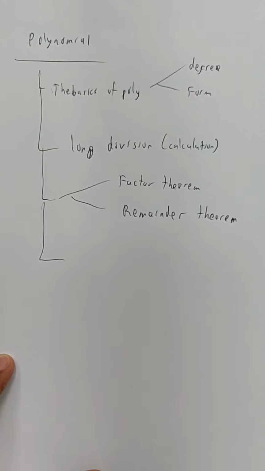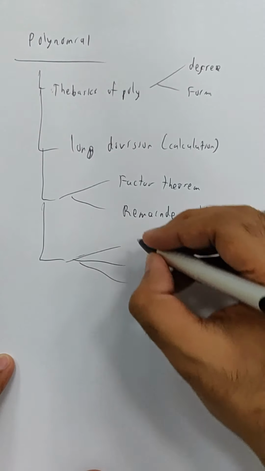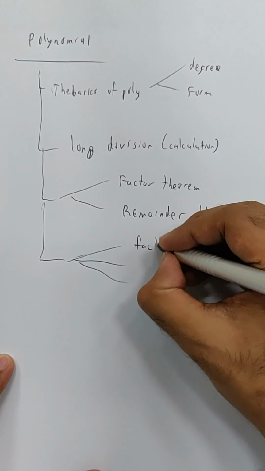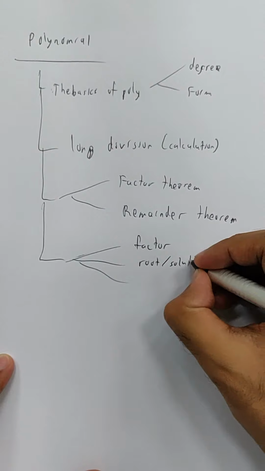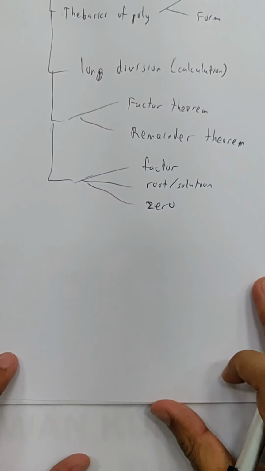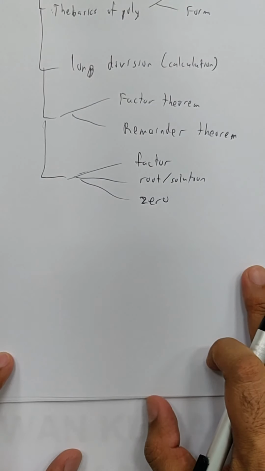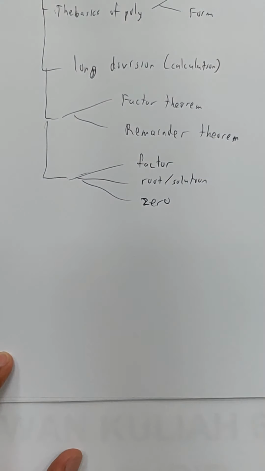And then you would like to find these three things, which is quite the same thing: factor, root or solution, and zero. Okay, you will use long division for you to find them. Long division of factor for you to find these two.